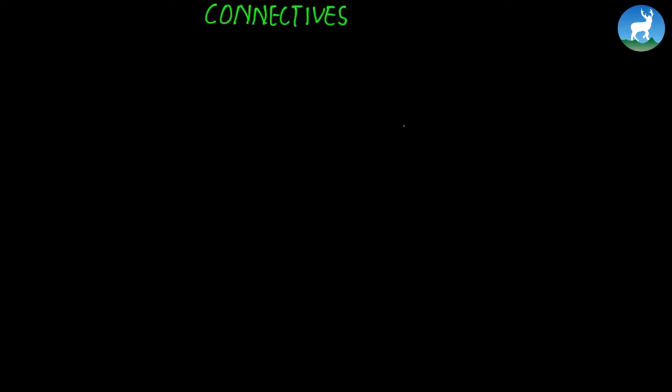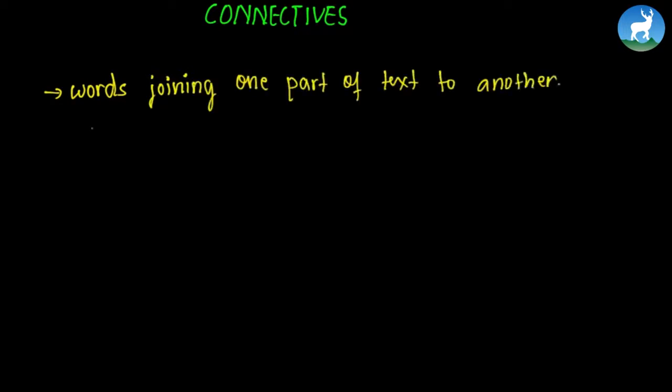Connectives are words that join one part of text to another. They connect and relate sentences and paragraphs. So two paragraphs and two sentences are connected using connectives. Connectives ensure the logical flow of ideas as they show relationship between paragraphs and sentences. So two sentences are related through connectives.